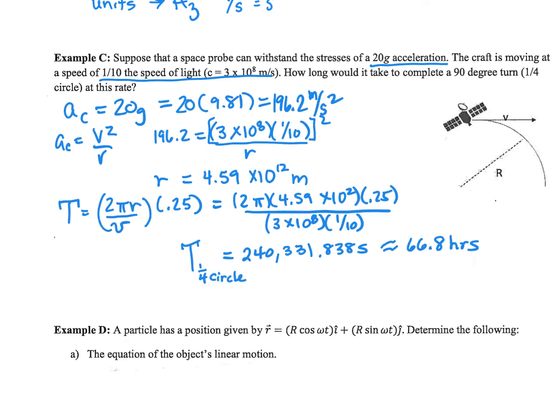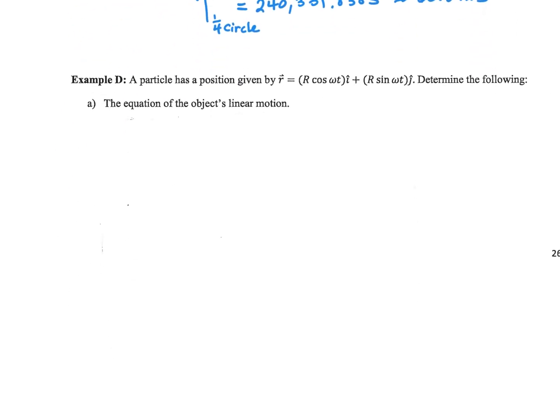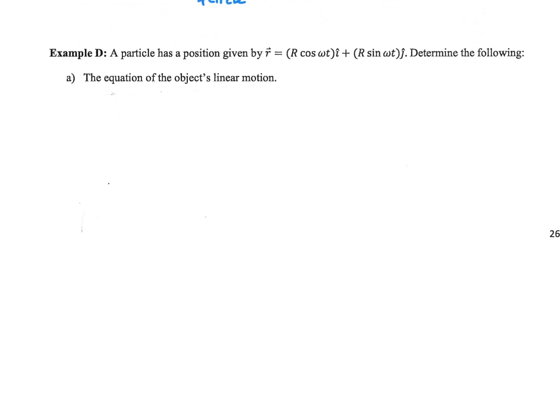Okay, so let's look at example D. A particle has a position given by r, and it gives it to us in cosine and sine. That's cool. Find the equation of the object's linear motion. So we know the equation of a circle is x squared plus y squared equals r squared, don't we? We learned that in pre-cal. That is an equation of a circle. So we know what r is. So all we have to really do is what?